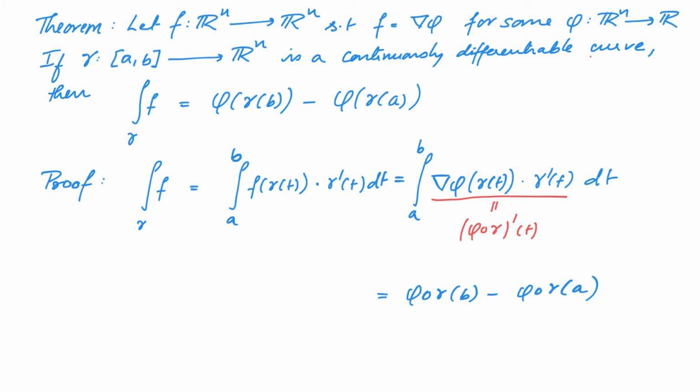By repeatedly applying this theorem n times, we can easily convert this theorem into a similar statement about paths. That is, if f is equal to gradient of phi, then the integral of f along a path does not depend on the path but only depends on its endpoints.